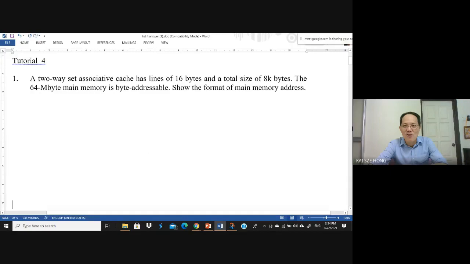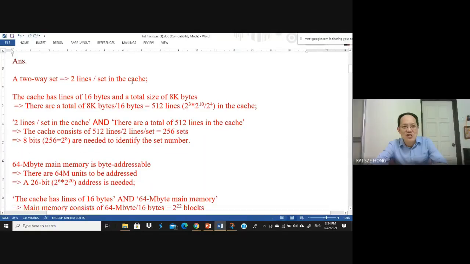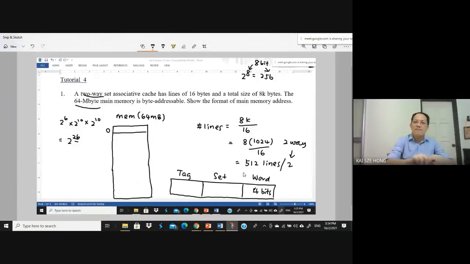So a two-way cache set equals 2 lines per set in a cache. The cache has a line of 16 bytes and a total size of 8 kilobytes. So there are a total of 8 kilobytes over 16 bytes, which is 512. This is what we did correctly. So 2 lines per set in the cache, and there are a total of 512 lines. That means we have 256 sets. So we need 8 bits to identify the set number. In the answer, there's an 8-bit.